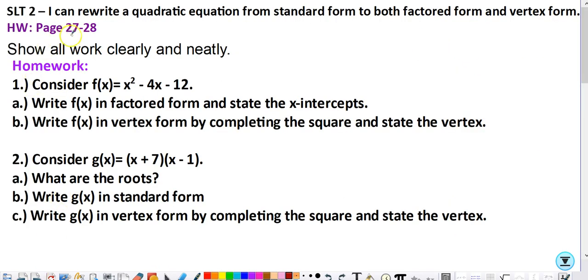So your homework is page 27 and 28. Show all your work clearly and get that practice done.